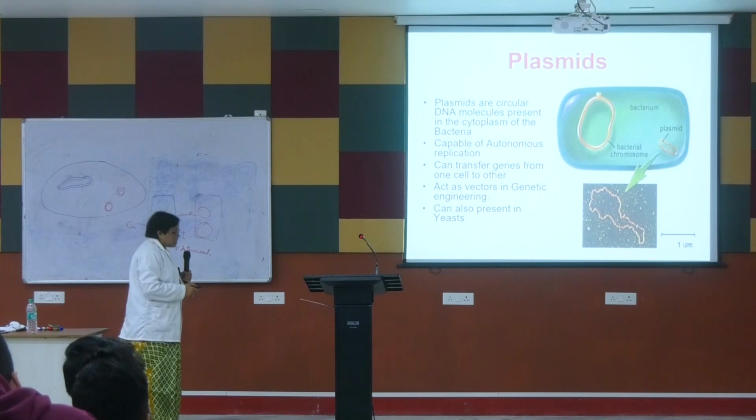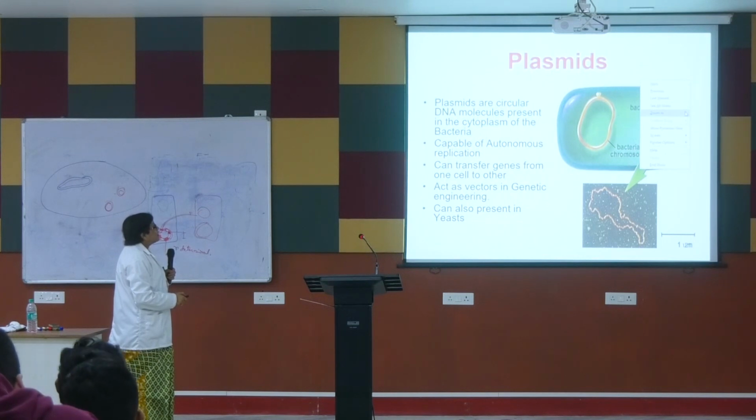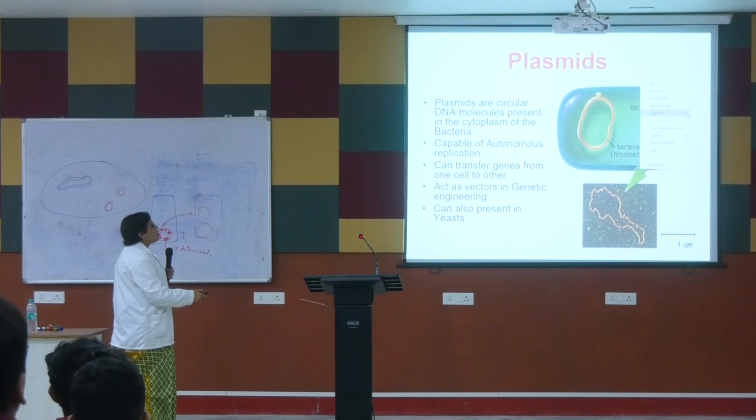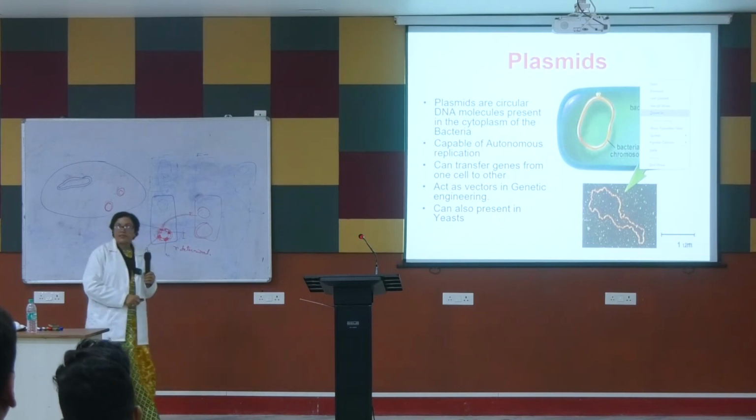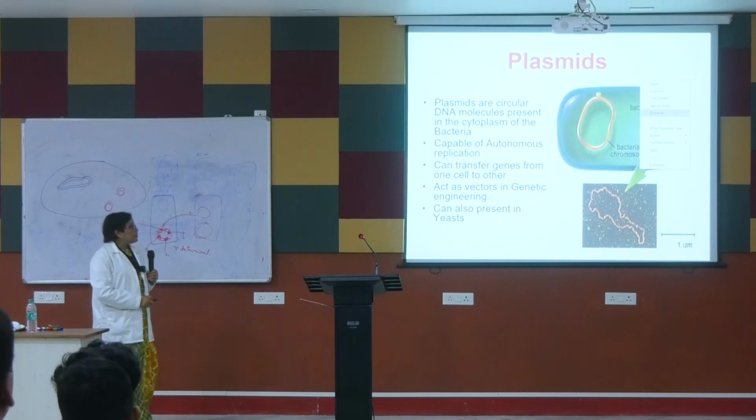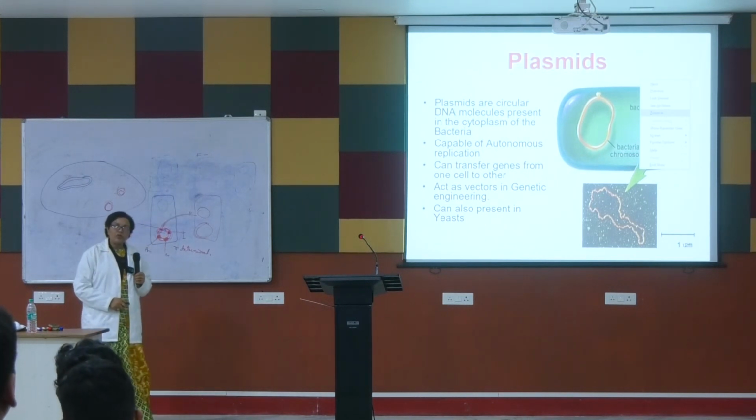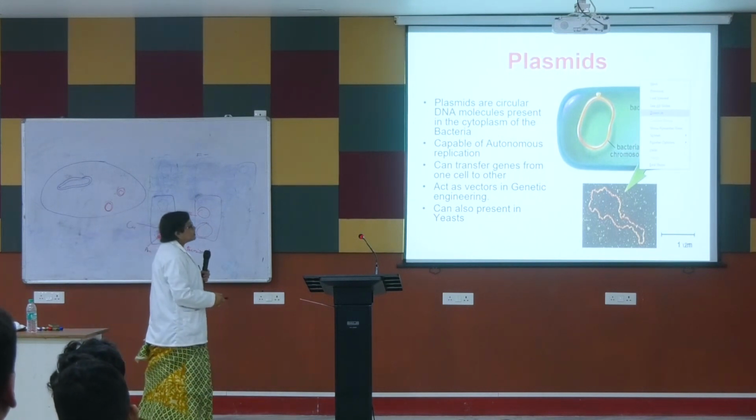Plasmids are circular DNA molecules in the cytoplasm of the bacteria, capable of autonomous replication, can transfer genes from one cell to another, act as vector in genetic engineering. So it acts as vector in the genetic engineering, can also be present in the yeast. Plasmids are present in yeast too.